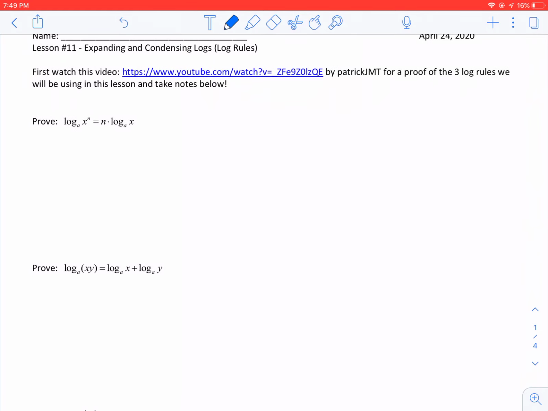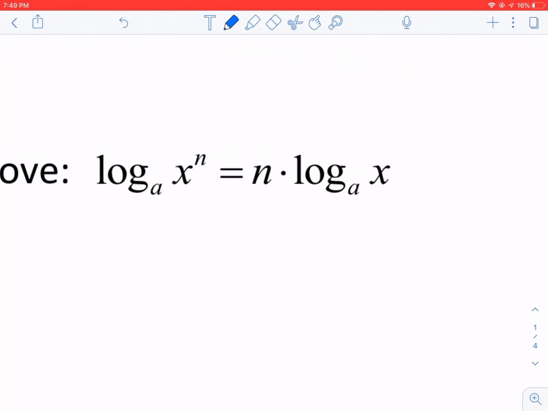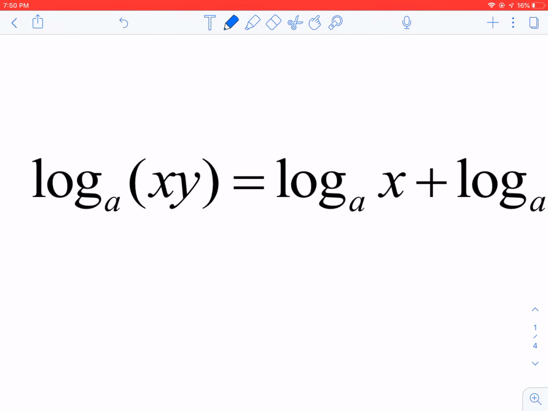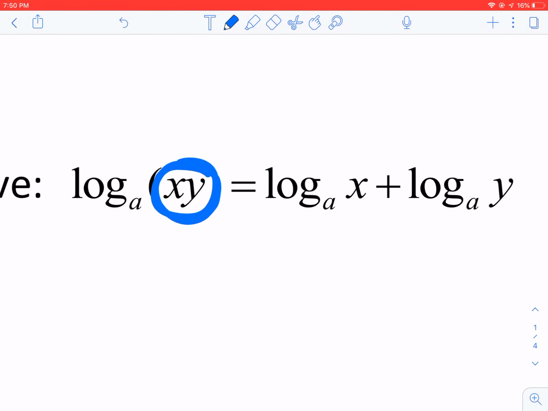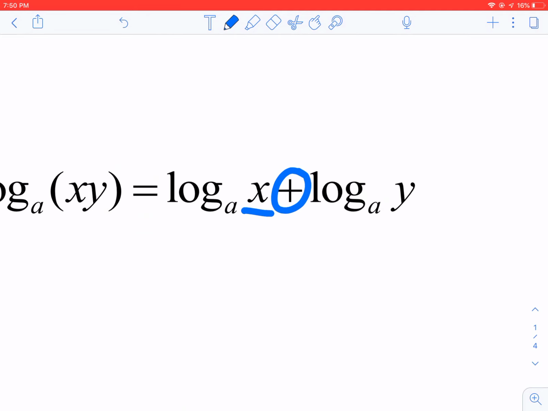So just be aware of those two facts when you watch the video. If you have any questions about what he does in the proofs, just let me know. You're going to prove what you can call a log power rule: you can bring the n to the front of the log like that, and that's equal to n times log base a of x. Then a multiplication log rule: if you have the multiplication of multiple terms in your argument, it's actually the addition of the logs of the factors.